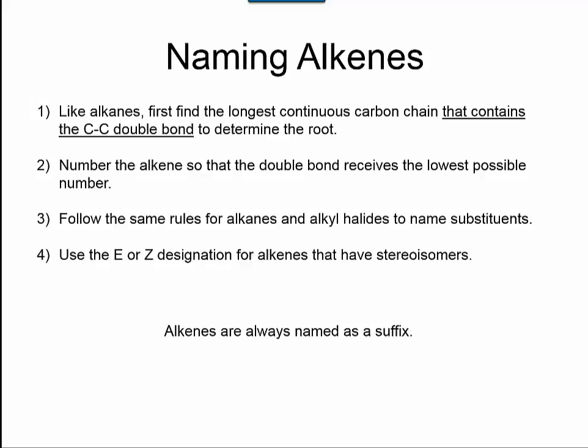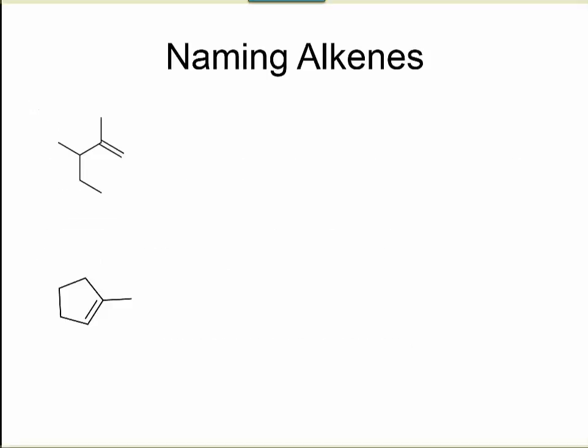And if you have an alkene that could have stereoisomers, you need to use either the cis and trans or E and Z designation of those stereoisomers. Alkenes are always named as a suffix. We'll see later on that some of the functional groups can be named as either a prefix or a suffix, depending on whether they are the higher priority functional group by nomenclature rules, but alkenes are always named as a suffix. So let's take a look at a couple of examples.